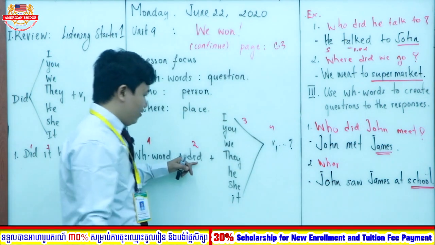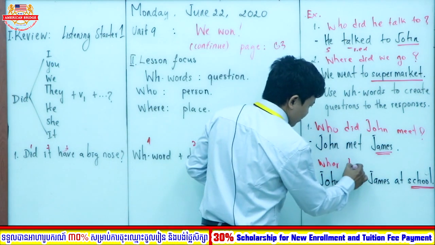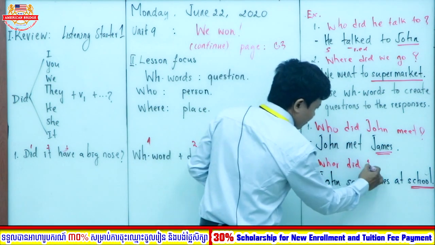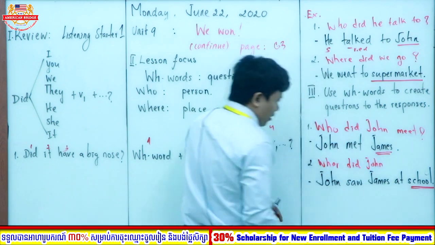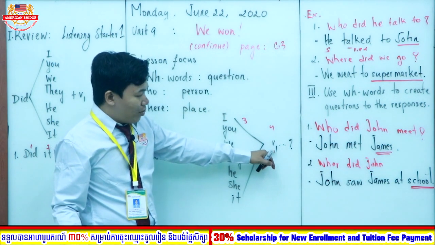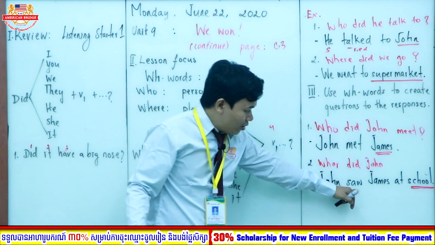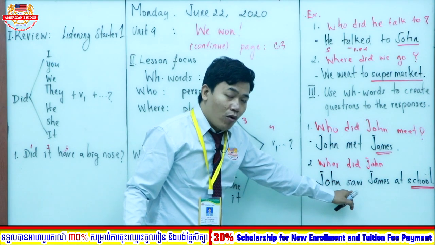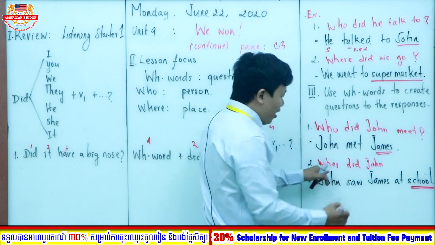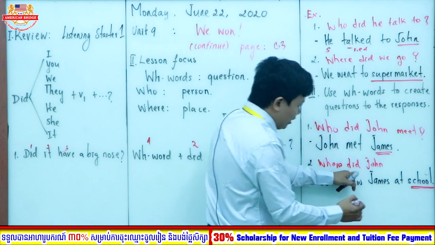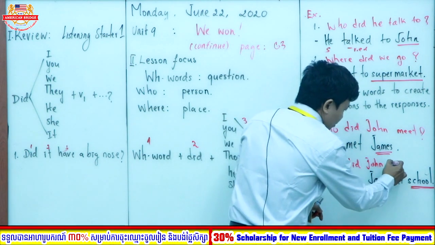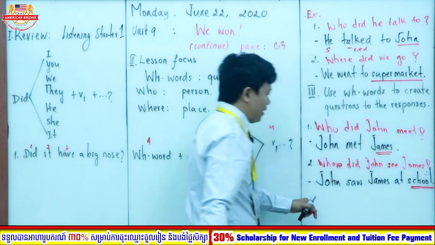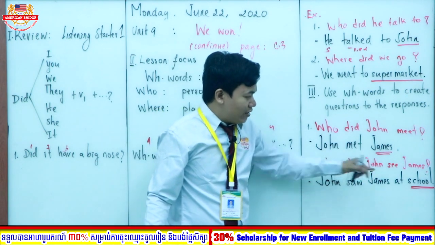And then where did. Put subject John. Okay, and then we are going to put verb 1. This is verb 2, right? And this is verb 1. What is the verb 1 of the verb saw? Great. See. Where did John see James? Put a question mark. Where did John see James?